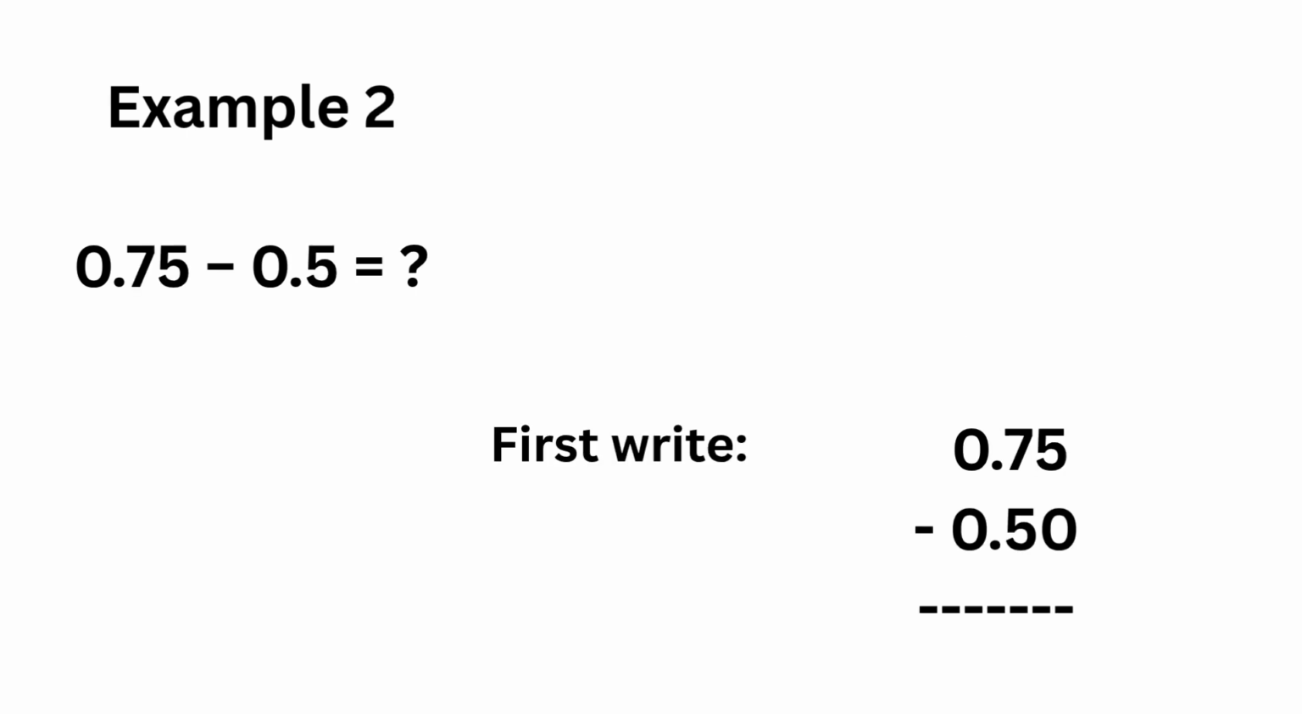Now we have 0.75 minus 0.5. Notice that 0.5 has only one decimal place. We can write it as 0.50. And remember that adding a 0 to the end of a decimal doesn't change its value. So 0.5 is the same thing as 0.50.